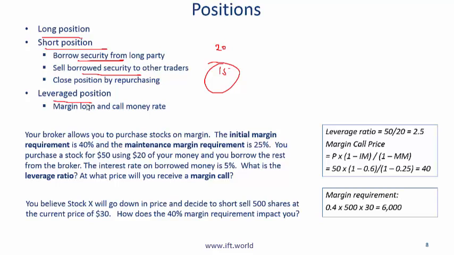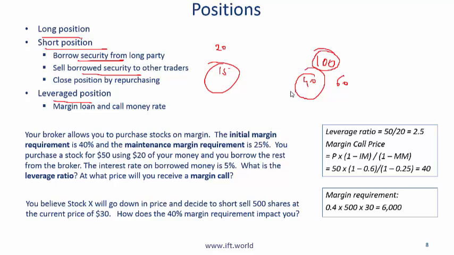A leveraged position is where you borrow money and use borrowed money to buy a stock. So a stock might be worth 100, and what you could do is put $40 of your own and borrow $60 to buy the stock. This would be called a leveraged position. In this situation, you might be asked to calculate the leverage ratio. The leverage ratio is the overall value of the stock divided by how much money you put in. So in this case, the leverage ratio is 100 over 40, which is 2.5. The leverage ratio magnifies your returns, and it also magnifies your losses.